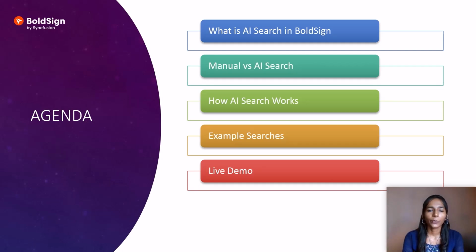So here is what we are covering today. First, we'll start with an introduction to AI search and why it's easier than traditional searching. Then, we will look at how it works in simple terms, followed by some real-world search examples for documents and templates. After that, we will move into a live demo where you can see the feature in action.